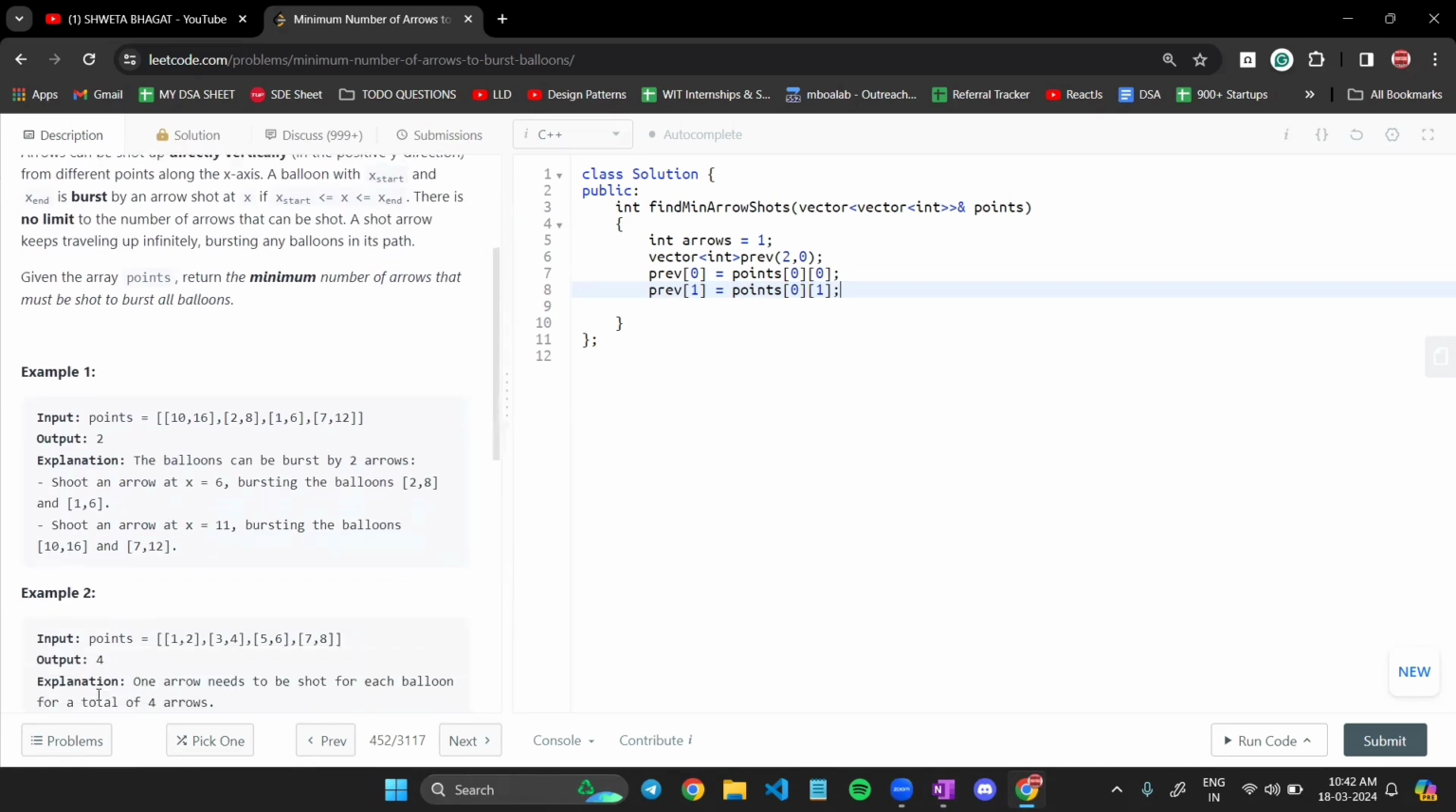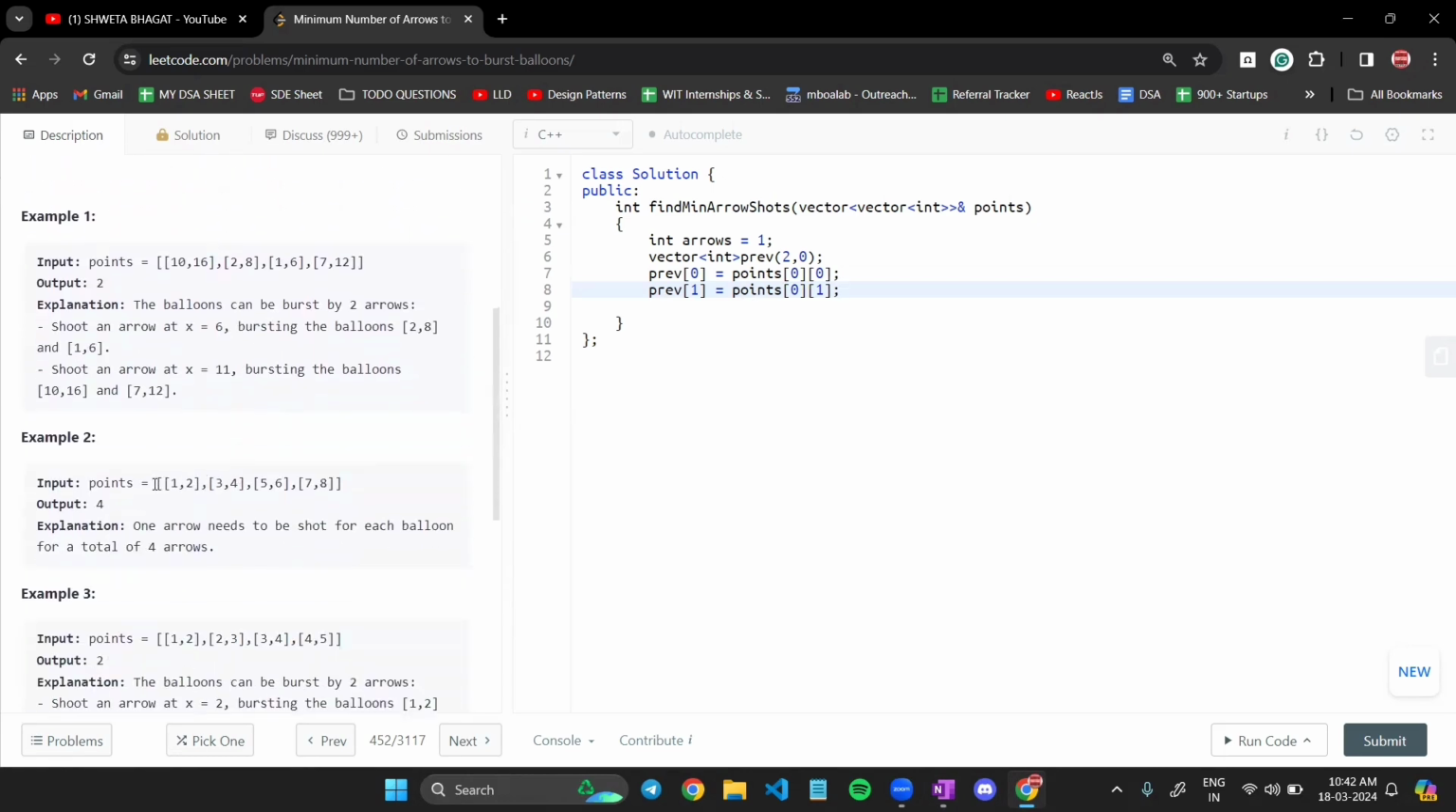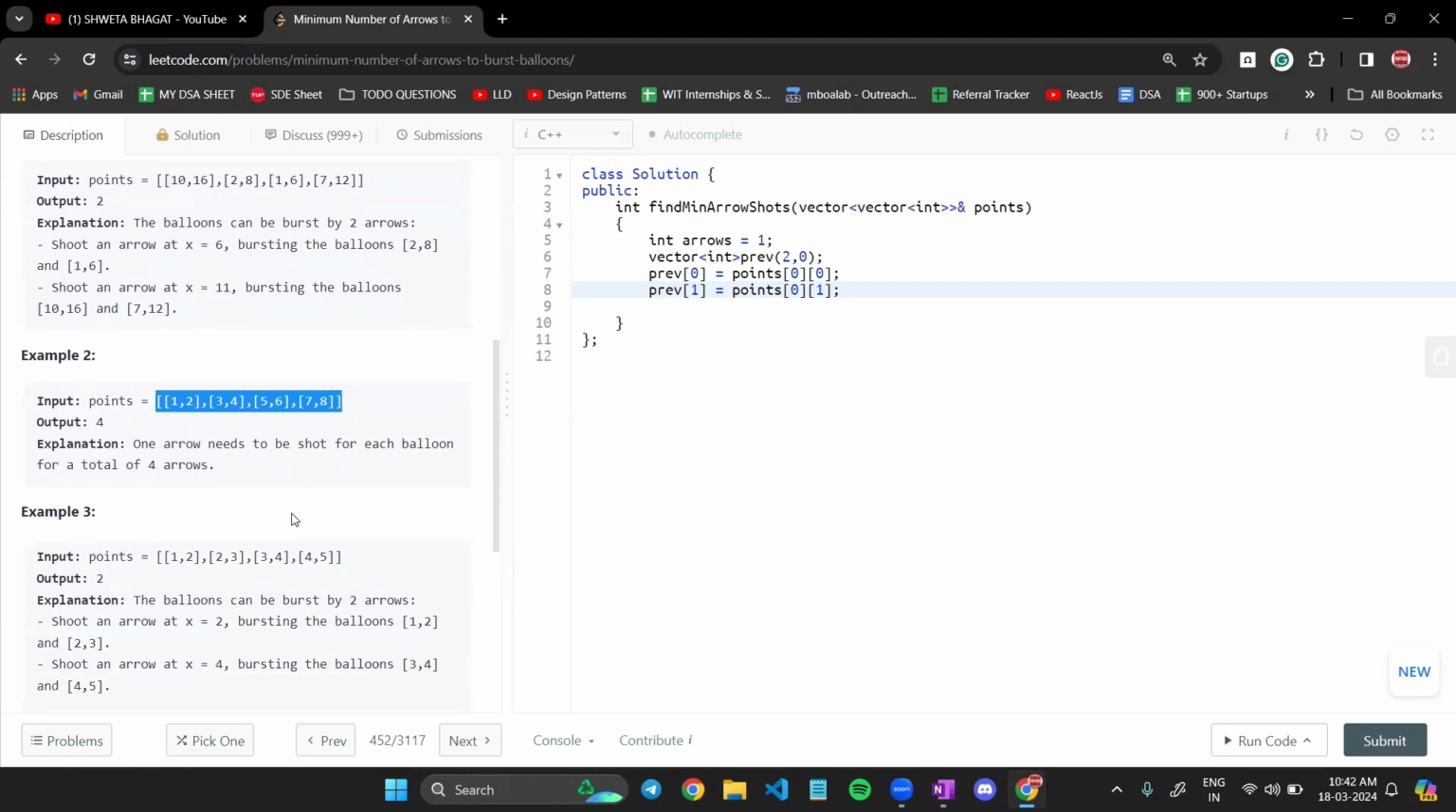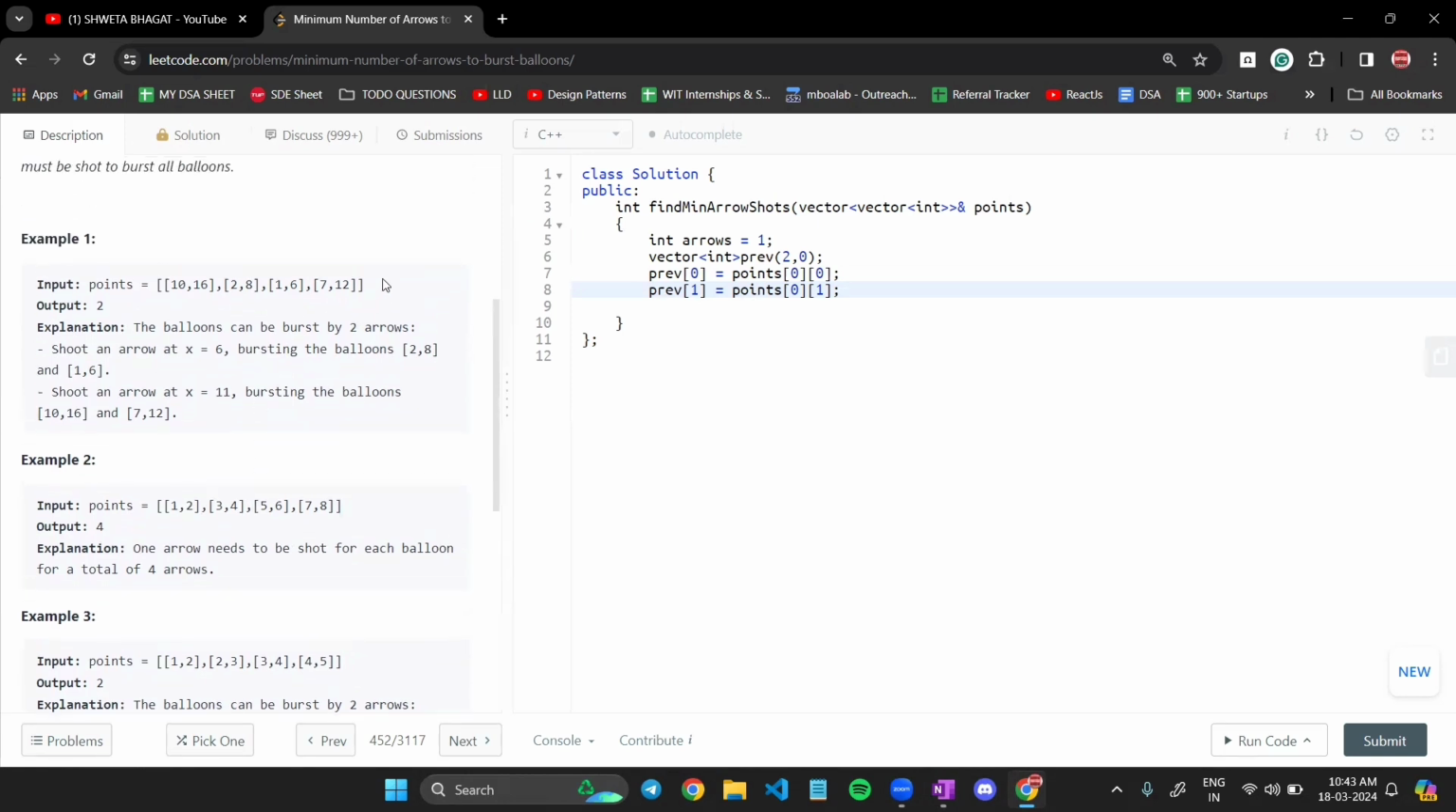Now, what does it mean? It means that if we have this as the points, so what are we going to store in the previous? Our previous would be this 1, 2, right? So what have we stored? We have firstly stored in the previous 0 this 1, and in this previous 1, we are storing this 2, correct? But one more thing we should notice is that if we are given points like this, that is, it's in an unsorted manner, right?